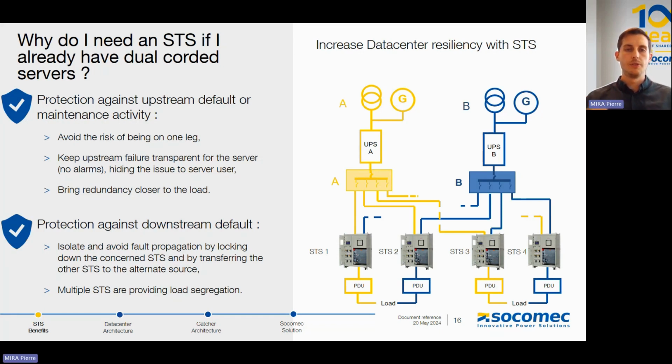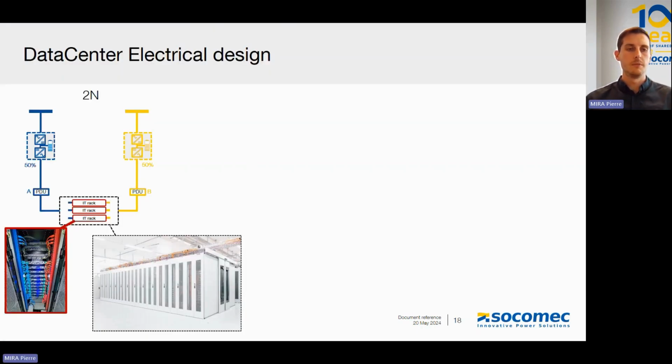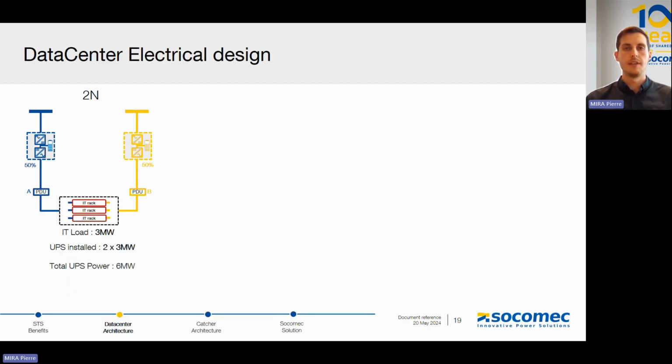Now that we understand the advantages of bringing STSs into the data center, let's look through different data center architectures. Here is an example of a data center. We see the white space at the bottom of the slide. The IT racks, being the servers, are in the white space connected to the PDUs fed from the UPS. Here, the first data center architecture is called the 2N architecture.